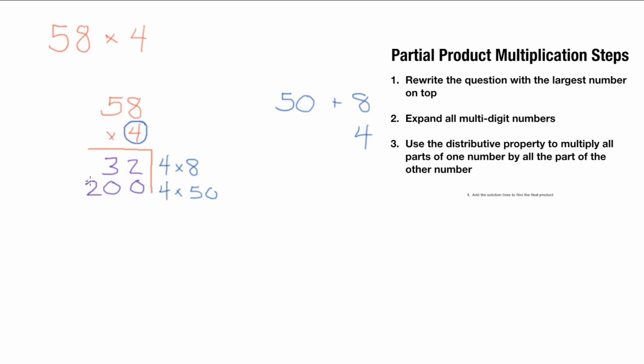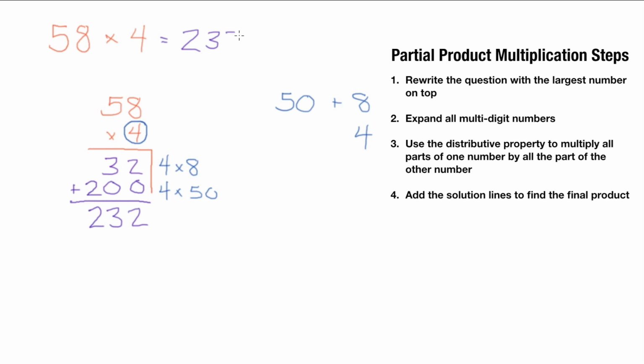Ready for the fourth and final step? You now need to add your numbers together. So we are going to add 32 plus 200, and we get 232. So our question 58 multiplied by 4 is equal to 232.